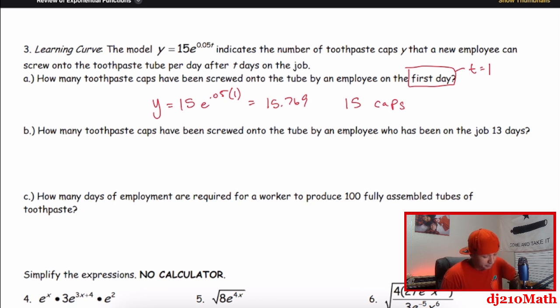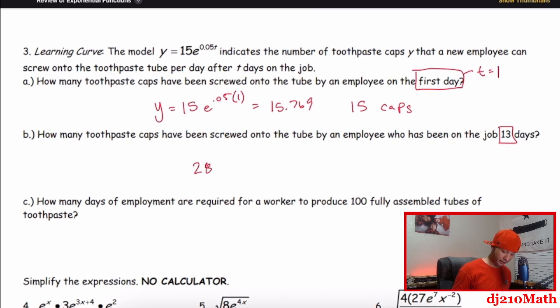All right, how many toothpaste caps have been screwed on by an employee after 13 days on the job? All right, so 13 days. So same problem, up, up, enter. And I'm changing 1 to 13. Okay, this number is going to be 28.733, blah, blah, blah. All right, again, I think it's safe to say that he's up to 28 caps a day.